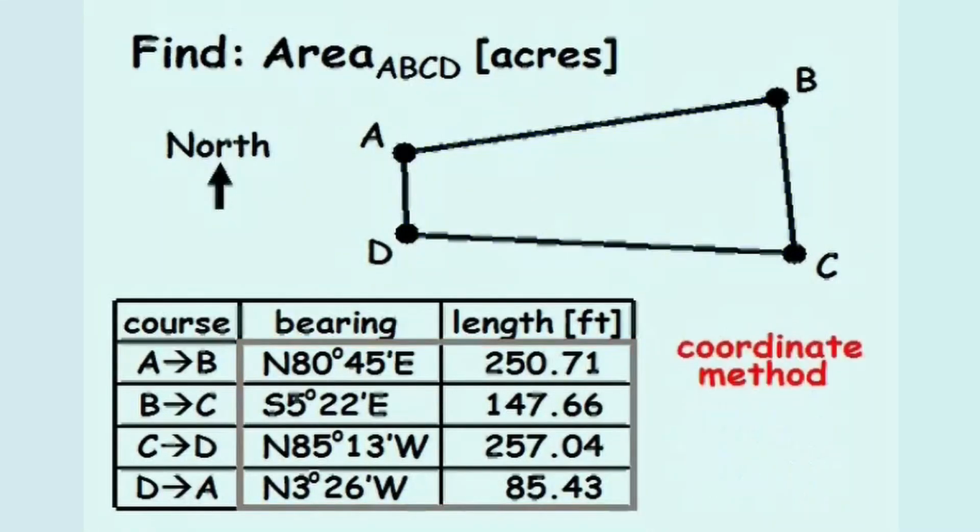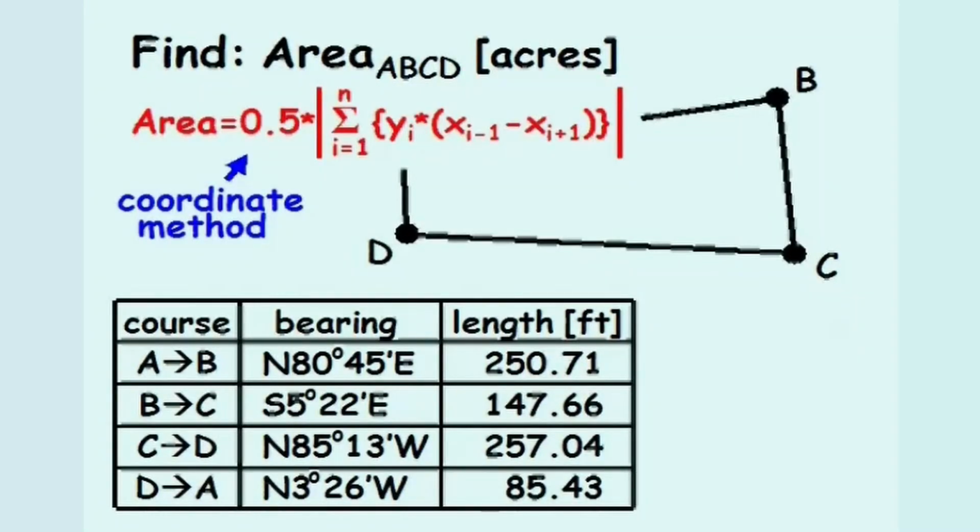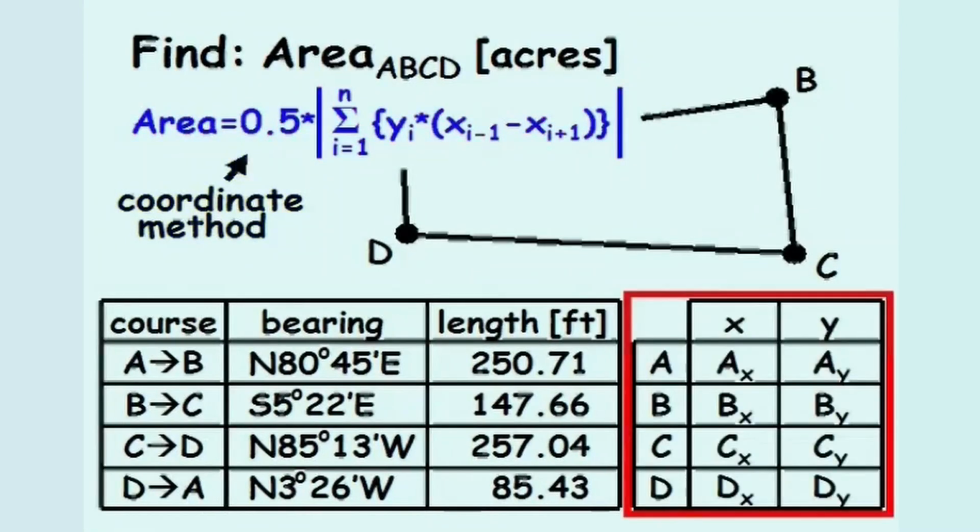To solve this problem, we'll use the coordinate method for finding areas, where the area equals 1/2 times the absolute value of the sum of the product of the y-coordinate of a point times the difference between the x-coordinate of the preceding point and the x-coordinate of the subsequent point for all n points.